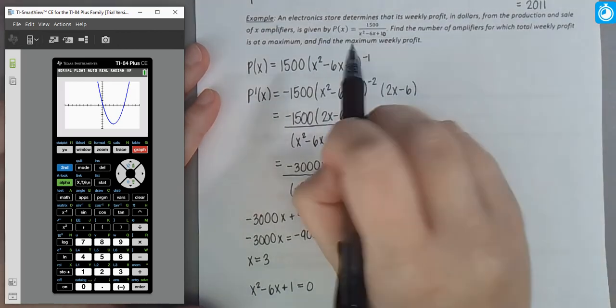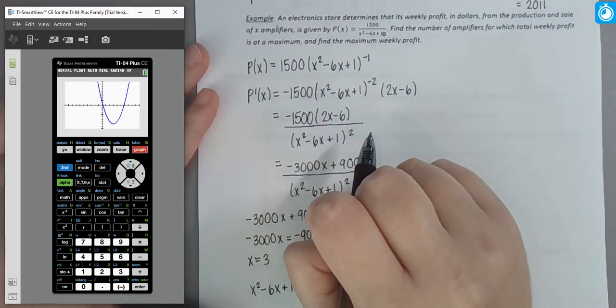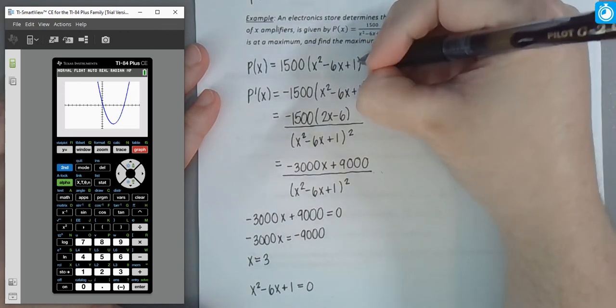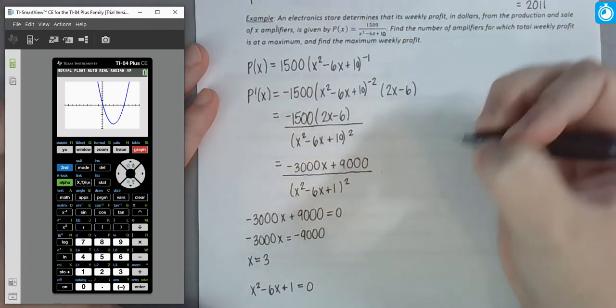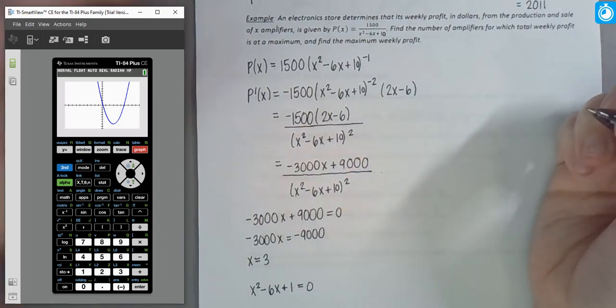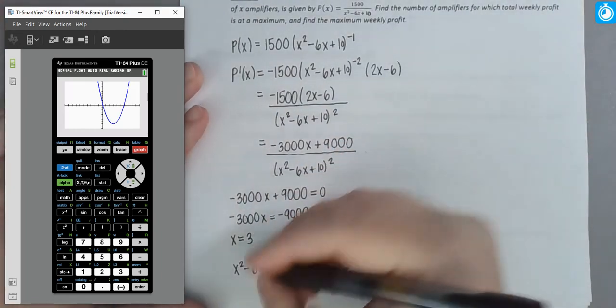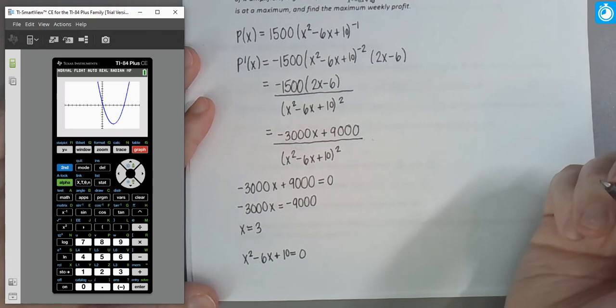Okay, so what does this change? This changes a couple of different things. So that's going to be a 10. That's going to be a 10. I've had some issues with my printer. Apologies for that. So that's going to be a 10 as well.